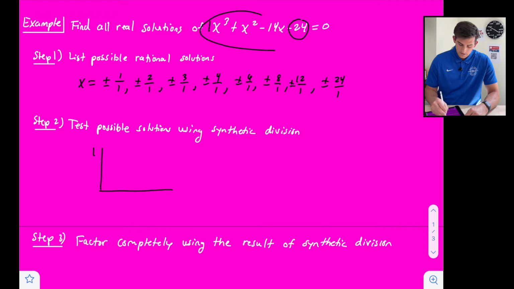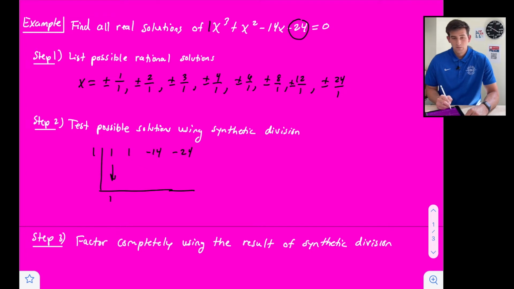And remember, we are using synthetic division with our polynomial. So our coefficients are 1, 1, negative 14, and negative 24. So we always bring down our first term, and we're going to multiply on the diagonals and add on the verticals. So 1 times 1 is 1, 1 plus 1 is 2, 2 times 1 is 2. Negative 14 plus 2 would be negative 12. Negative 12 times 1 would be negative 12. And we add here, we get negative 36. So since this right here does not equal 0, then we know 1 is not a factor. Okay, so now we can forget 1.